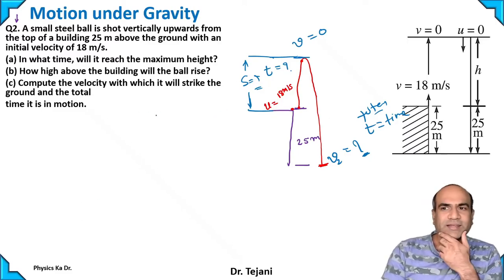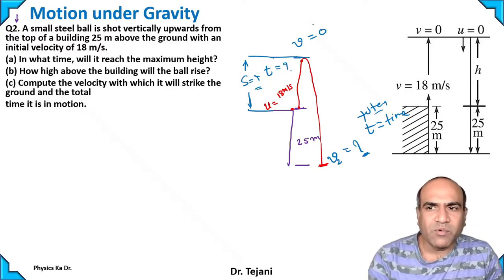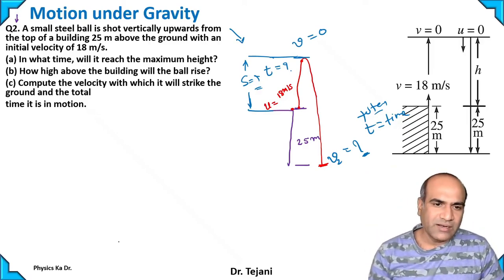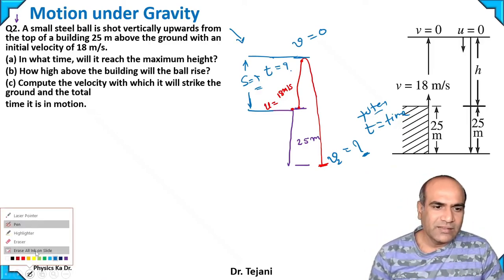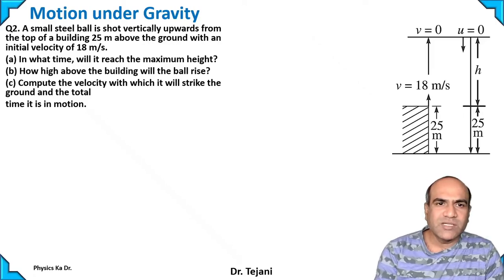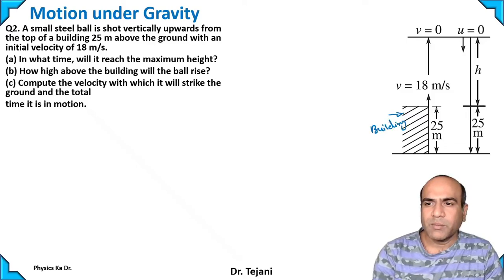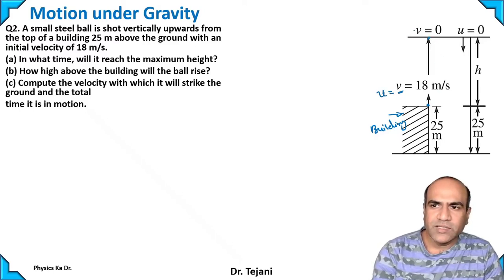Wow, great. So the most important part is we need to have a figure. Let me again explain the same figure. A small steel ball is shot vertically upward from the top of the building. So this is the building. A person is here somewhere, shooting a ball. The ball is moving upward, and this is the initial velocity u. When it reaches the top, this becomes the final velocity v, and the velocity is 0.